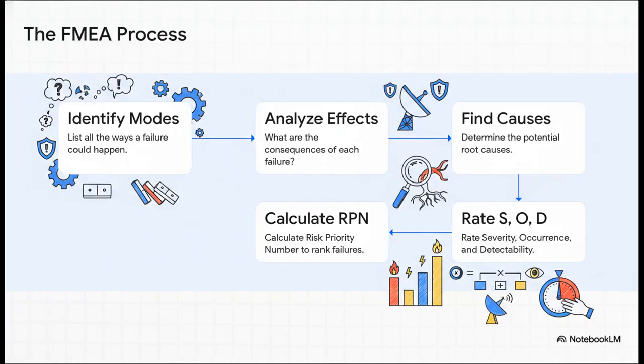Now, the FMEA process is super structured. You figure out how things can fail, what happens when they do, and what causes it. So far, so good. You rate the severity and the occurrence, just like with PRA. But here's the crucial new piece. You also rate detection. In other words, how easy is it to spot this failure before it becomes a disaster? You put all three together, and that gives you your risk priority number.